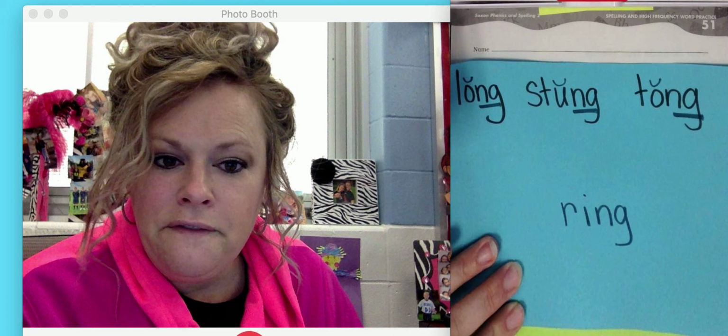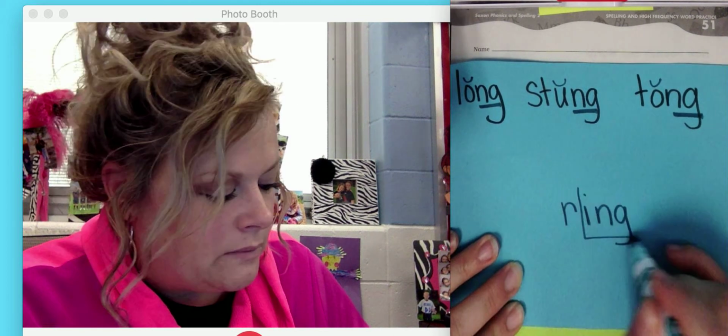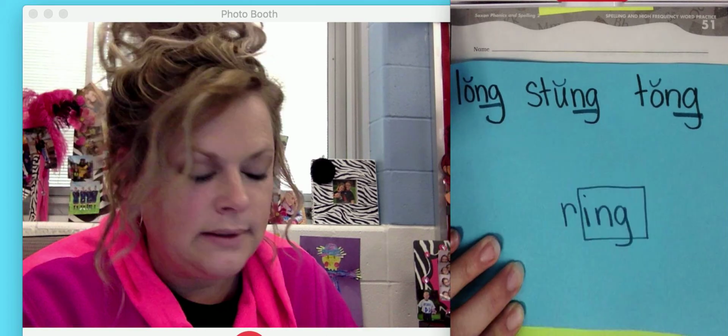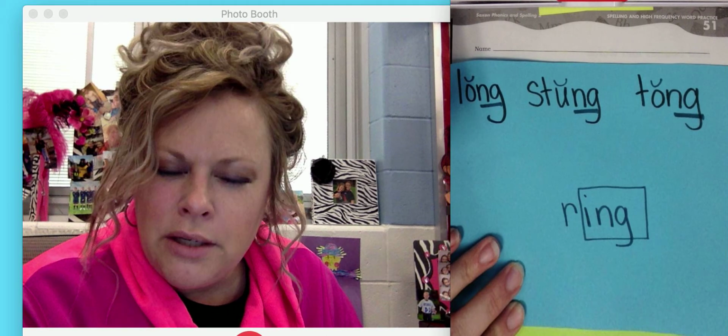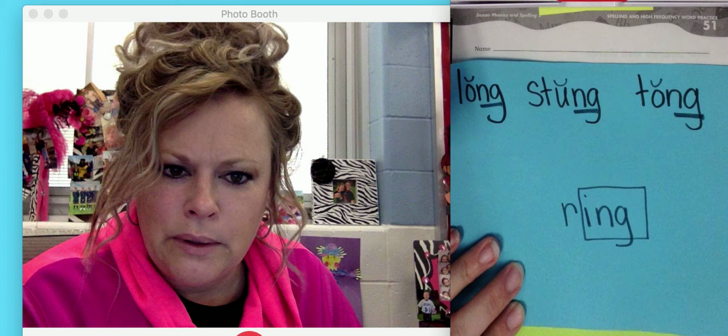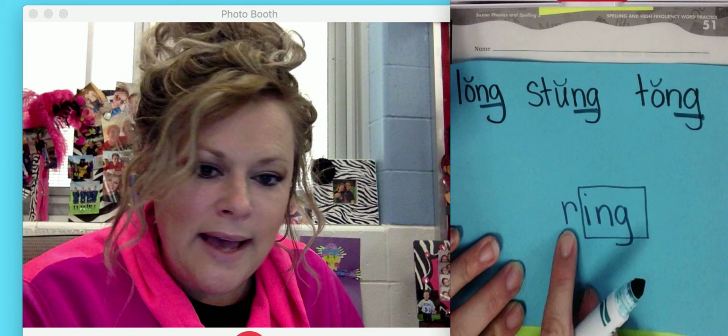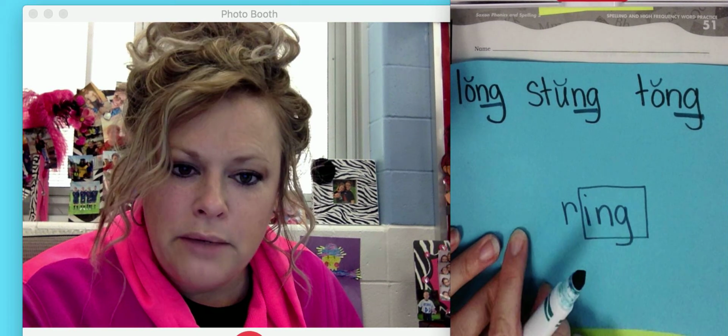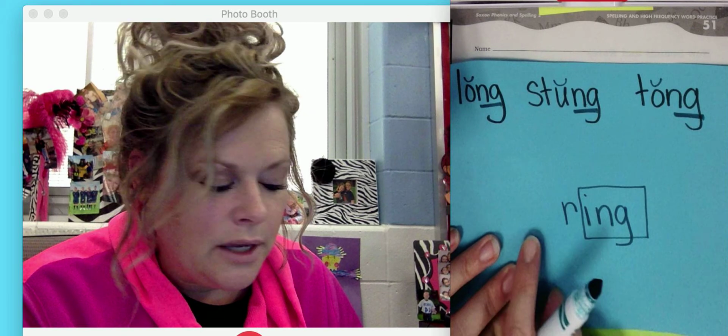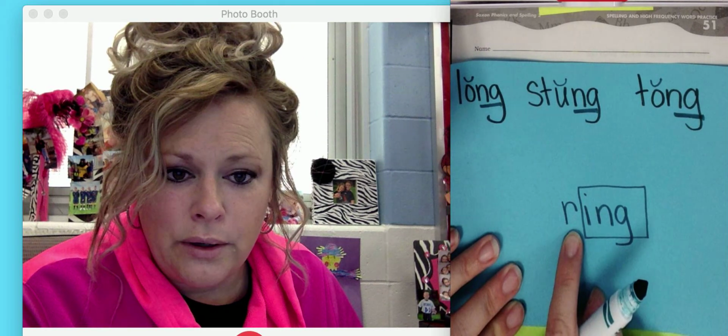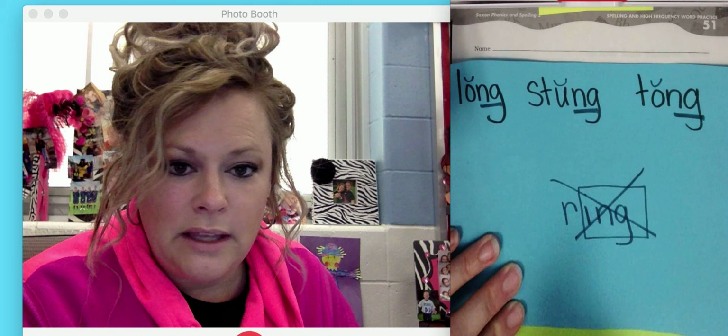If it was a suffix, I would box it and do no other codings. But I know it's not a suffix in this word because outside of the box there should be a root word or a base word. And just the letter R is not a word. So it is not a suffix in the word ring.